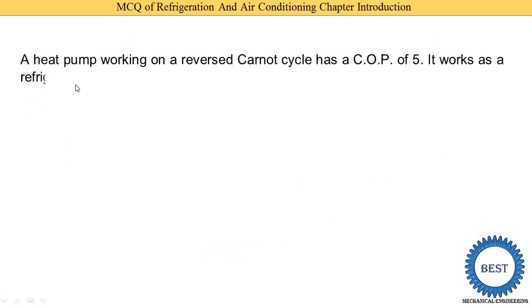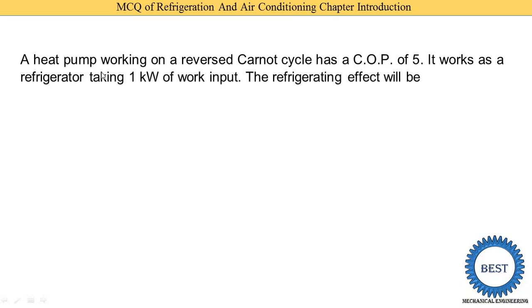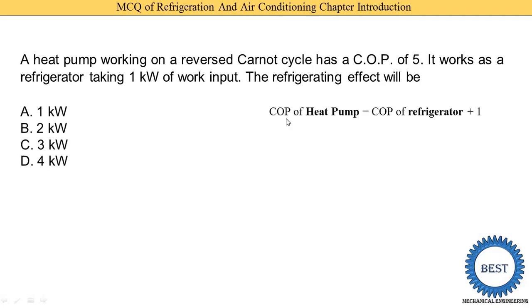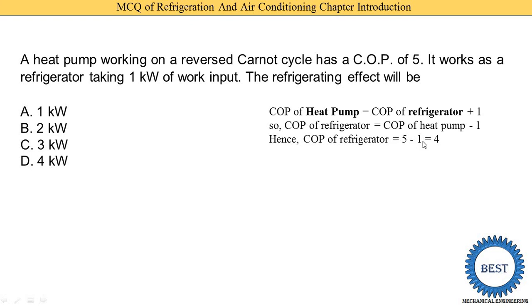A heat pump working on a reverse Carnot cycle has a COP of 5. Means the COP of the heat pump is given. It works as a refrigerator, taking 1 kilowatt of work input. Now find out the refrigerating effect. Here different answers are given. First we consider that COP of heat pump is equal to COP of refrigerator plus 1, because we need to find out the refrigerating effect. So we first find out the COP of the refrigerator. COP of refrigerator is equal to COP of heat pump minus 1. COP of heat pump is 5, 5 minus 1 is 4. So COP of refrigerator is 4.